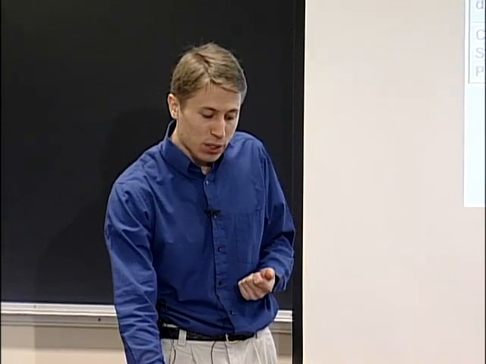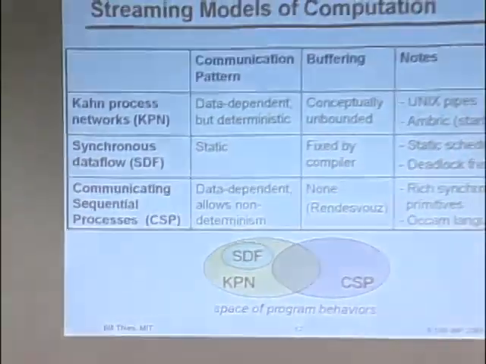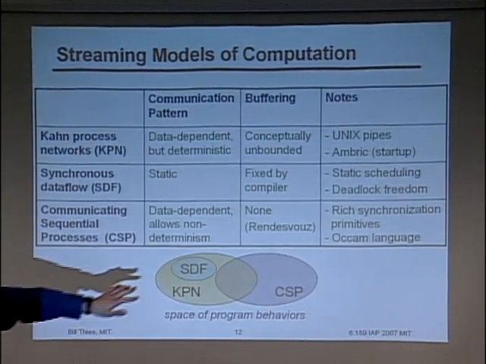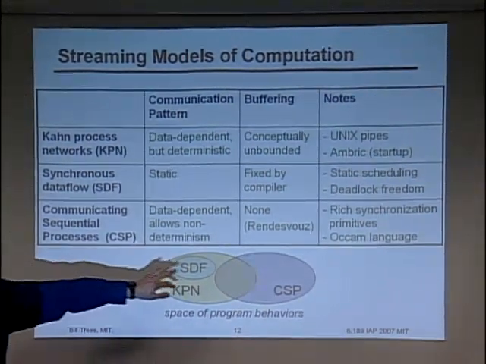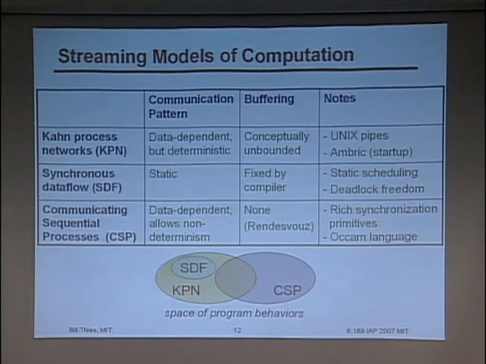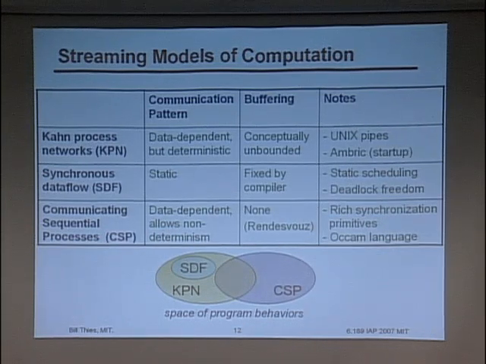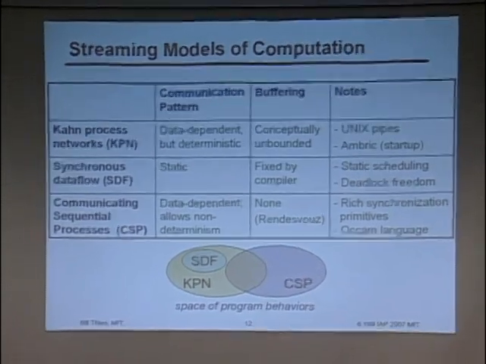The last one I want to touch on is communicating sequential processes, or CSP. And in the space of program behaviors, it's kind of an overlapping set from Kahn process networks and adds a few new semantic behaviors. So the buffering model is basically rendezvous communication now. So there's no buffering in the system. Basically, anytime you send a value to another process, you have to block and wait until that process will actually receive that value from you. So everyone is rendezvousing at every communication step.